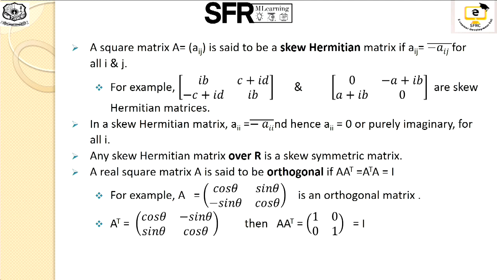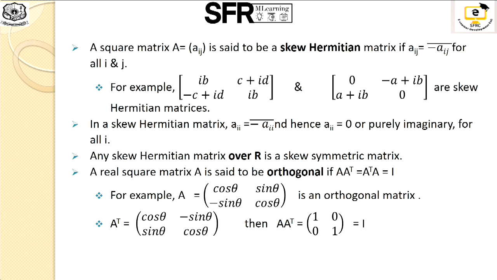In a skew Hermitian matrix, some more properties are there. Suppose the diagonal entries, what will happen? Aii equal to minus Aii the whole bar. That means the value will be purely imaginary or 0. Therefore, it is only 0 or otherwise purely imaginary. That's why in the above example, the two diagonal entries are purely imaginary. In the other example, it should be equal to 0. A skew Hermitian matrix over R will become a skew symmetric matrix.